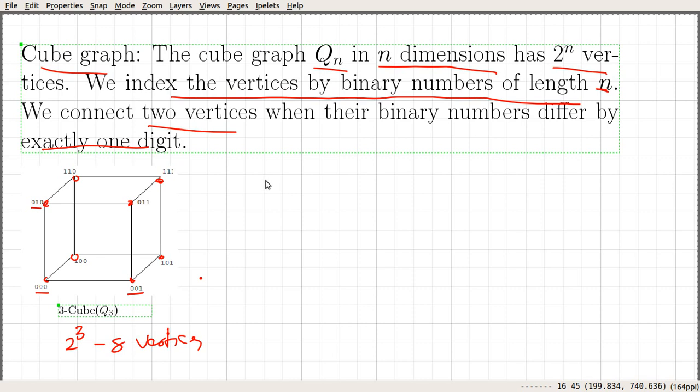And we connect 2 vertices when their binary numbers differ by exactly 1 digit. Okay, for example, if you consider say 101, it will be connected to 001. You can see that 101 is connected to 001 because these 2 bit strings differ in exactly 1 position. Okay, in this case it differs here. Okay, similarly this will be connected to 110.